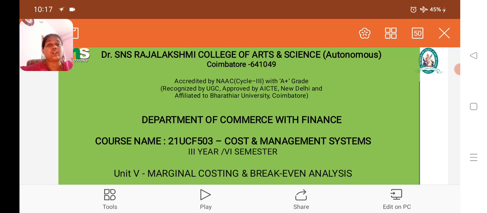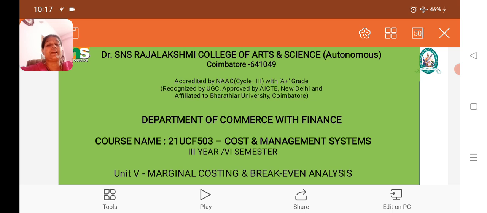Marginal costing is a costing technique that focuses on the additional cost incurred when producing one more unit of a product. It is concerned with the variable cost of production and excludes fixed cost from the cost of producing a specific product or service. So first we should know what is meant by fixed cost.